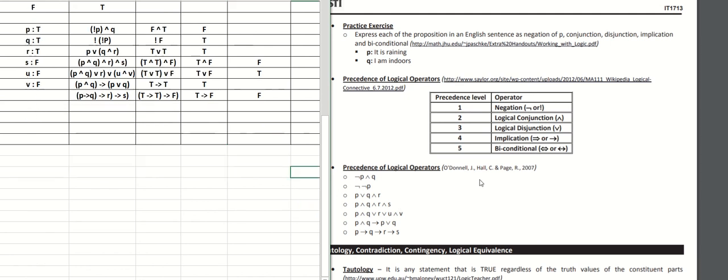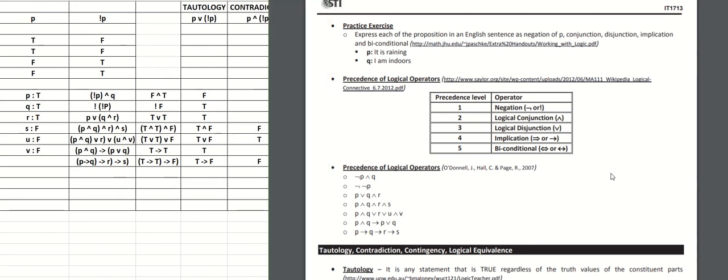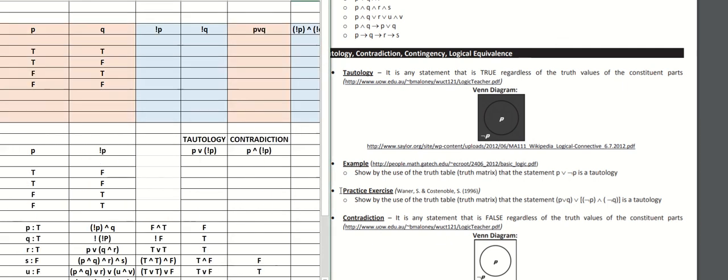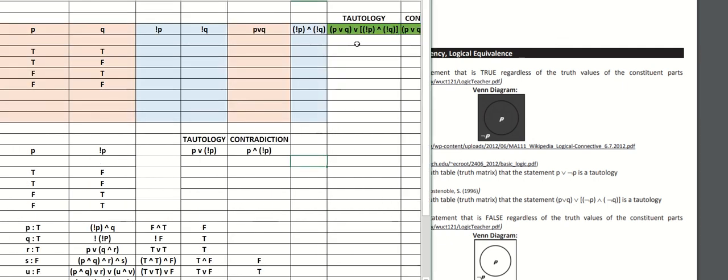Please stay tuned and watch the next video for the tautology and contradiction. We will prove that this statement here is a tautology and this statement here is a contradiction.